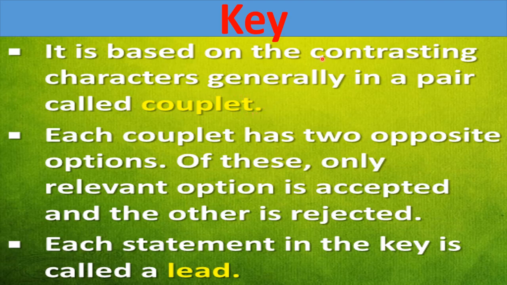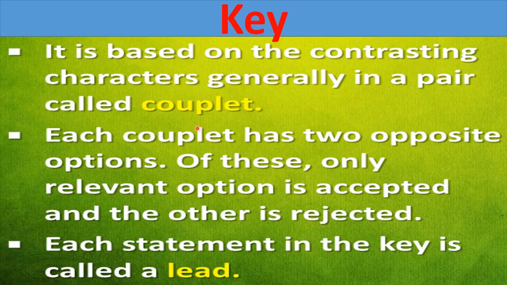Contrasting characters, like small height or tallness. Tallness and dwarfness you can take here as contrasting characters. So these contrasting characters will be called a couplet. Each couplet has two opposite options. Of these, only the relevant option is accepted and the other is rejected.